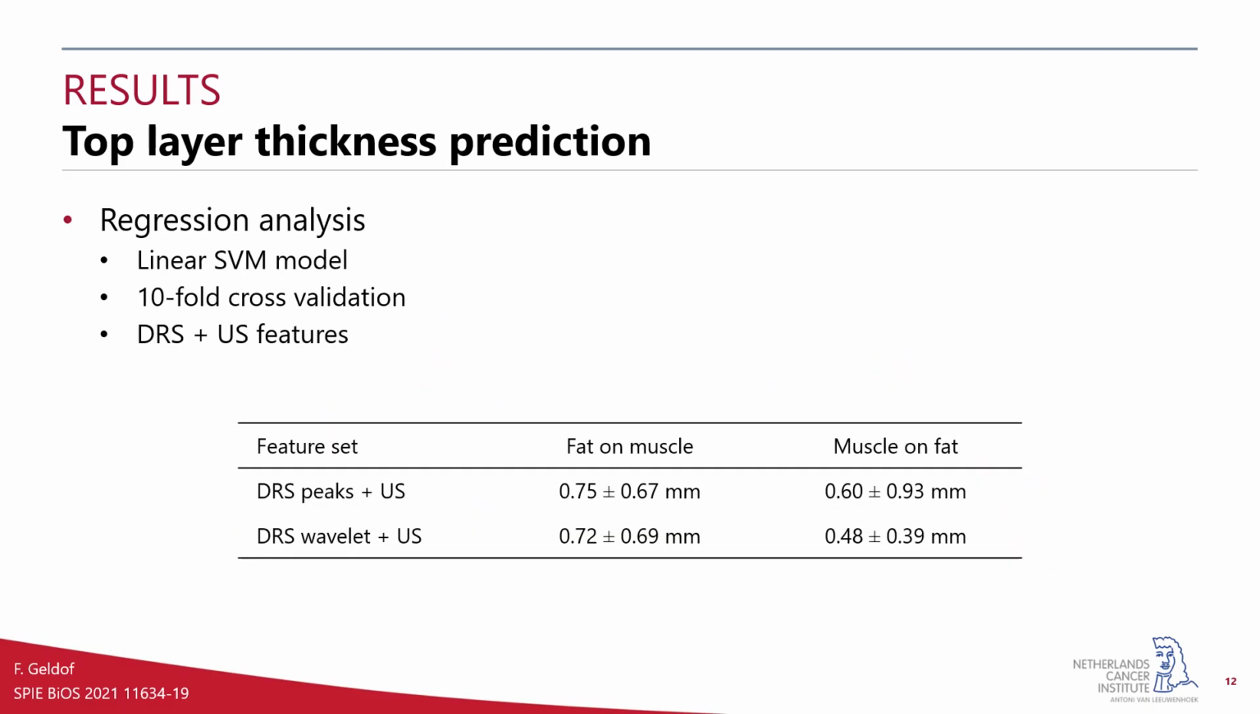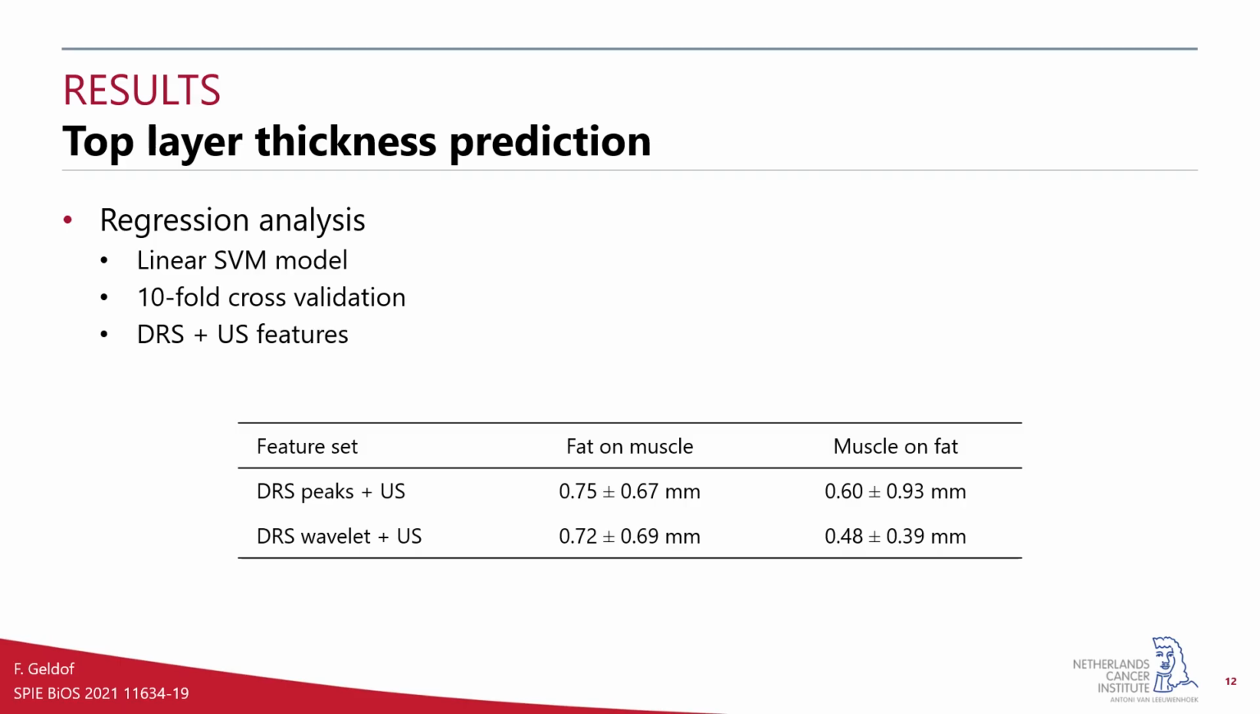To predict the thickness of the top layer, a regression analysis was performed using the previously extracted features from both the DRS spectra and the ultrasound images. A linear support vector machine model was used with a tenfold cross-validation. For a top layer of fat, the layer thickness would be predicted with a mean error of 0.75 mm using the peak-based DRS features and 0.72 mm using the wavelet-based DRS features.